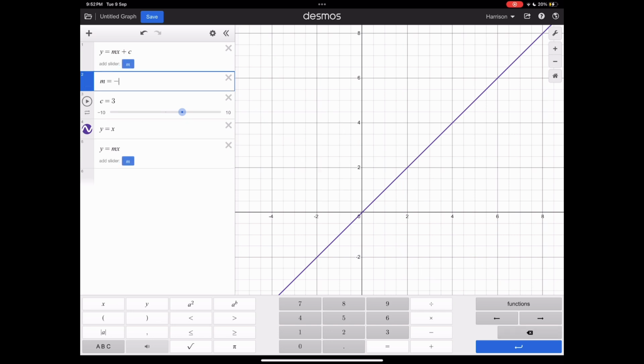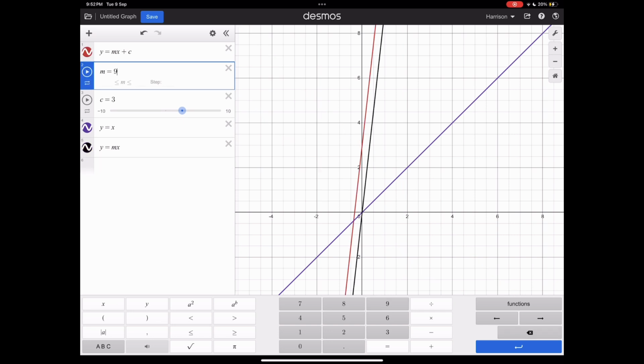And what happens if we start making m infinitely large? Like if we say it's 9, 9, 9, 9, 9, 9. You can see it becomes a bit of a vertical line, right?